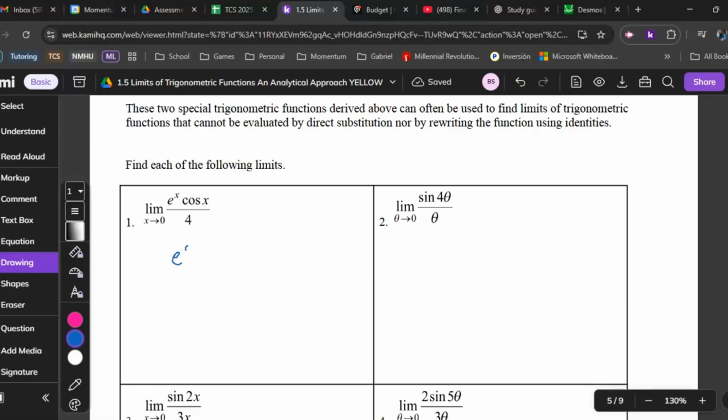So we have e to the power of 0, cosine of 0, not theta, sorry, over 4. What's anything to the power of 0? 1. What's cosine of 0? 1. So it's really just 1 times 1 over 4, or 1/4.